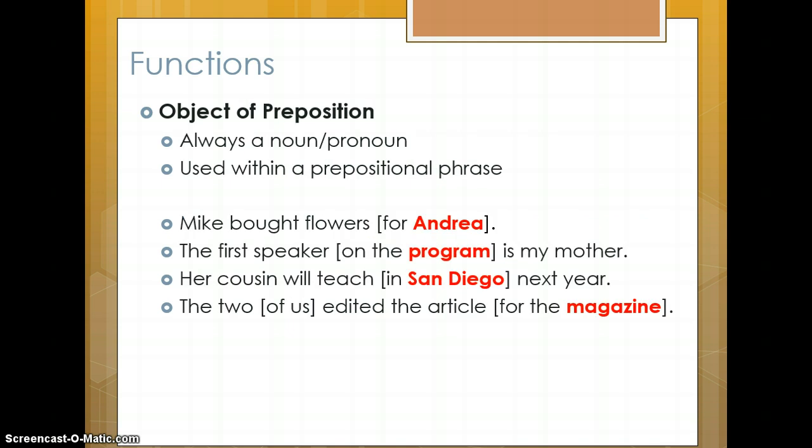Two more functions that we have to talk about. One of them, this is one of the easiest ones, the object of a preposition. Objects of a preposition are always going to be nouns and pronouns. They're always used within a prepositional phrase. Now, we talked yesterday in the previous video about what a prepositional phrase is. It includes a preposition and an object. That object is going to be a noun. So what you see in brackets are the prepositional phrases. For Andrea, on the program, in San Diego, for the magazine. In each of those instances, what you see in red, that's the object of the preposition. Each one of them is a noun, and it's vital. If we didn't have that in the prepositional phrase or in the sentence, it would not make any sense.